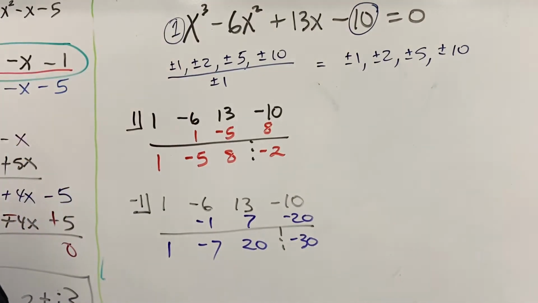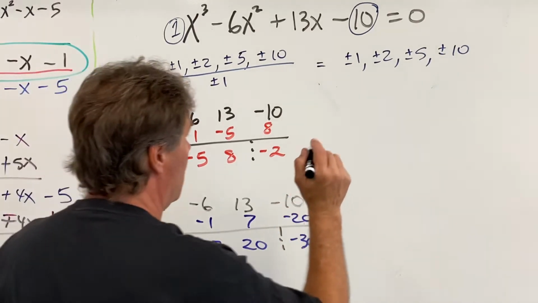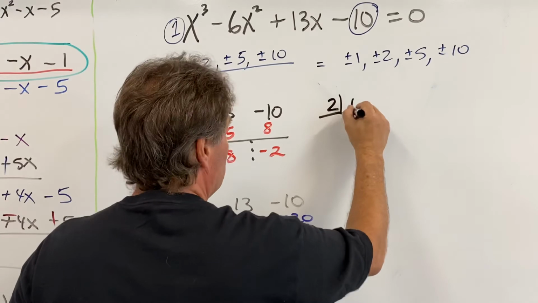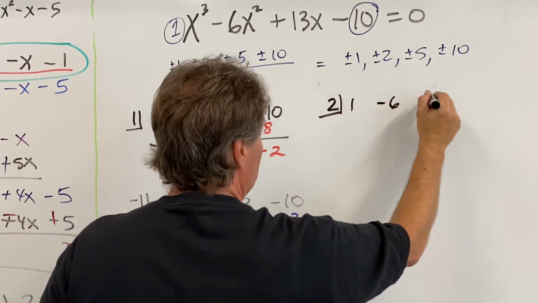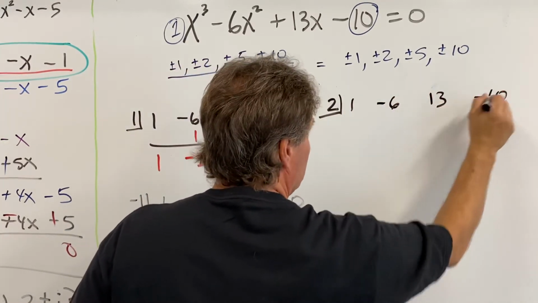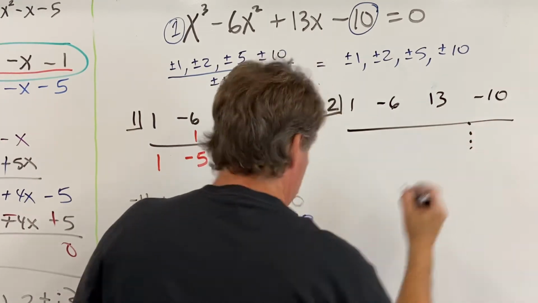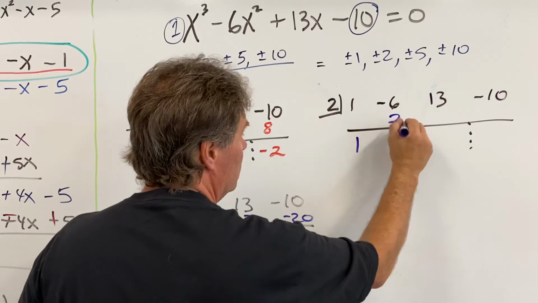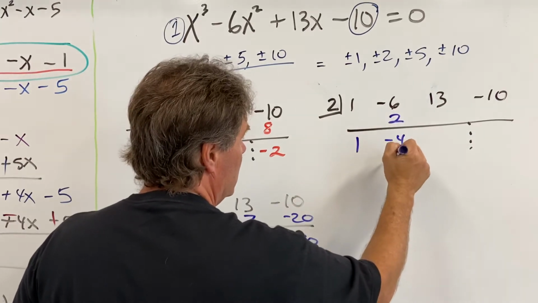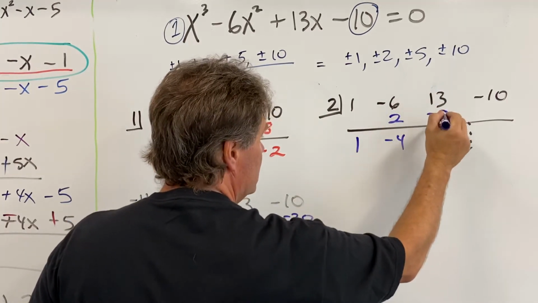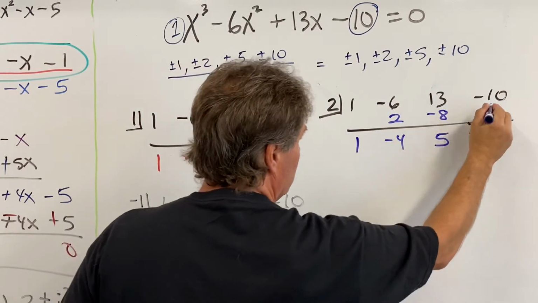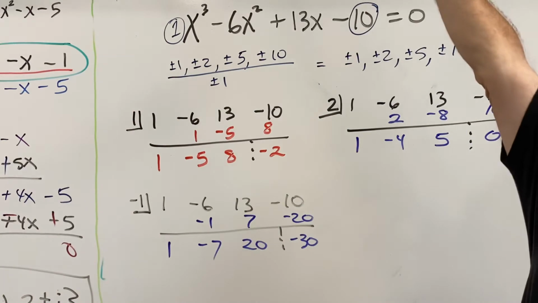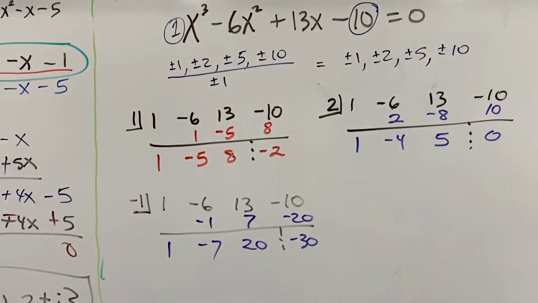Just hang in there. Okay, let's try, for instance, 2 now. Okay, we use the same ones. 1, negative 6, 13, negative 10. Then you bring this down. 1, this time this is this, negative 4, negative 8. 5. Oh, yes!